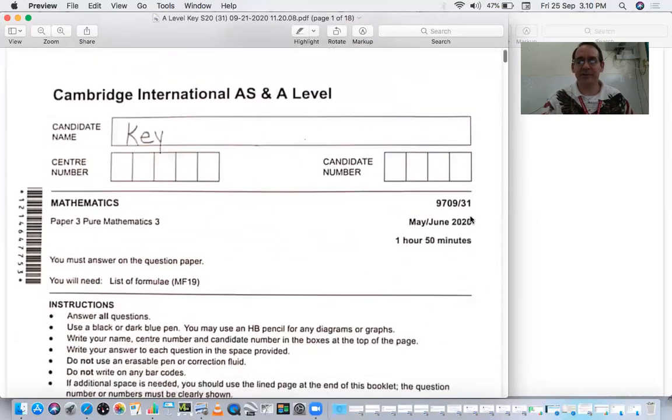So this is the first, paper 31 of the new syllabus series for May/June 2020. And I hope that this helps you work through it.